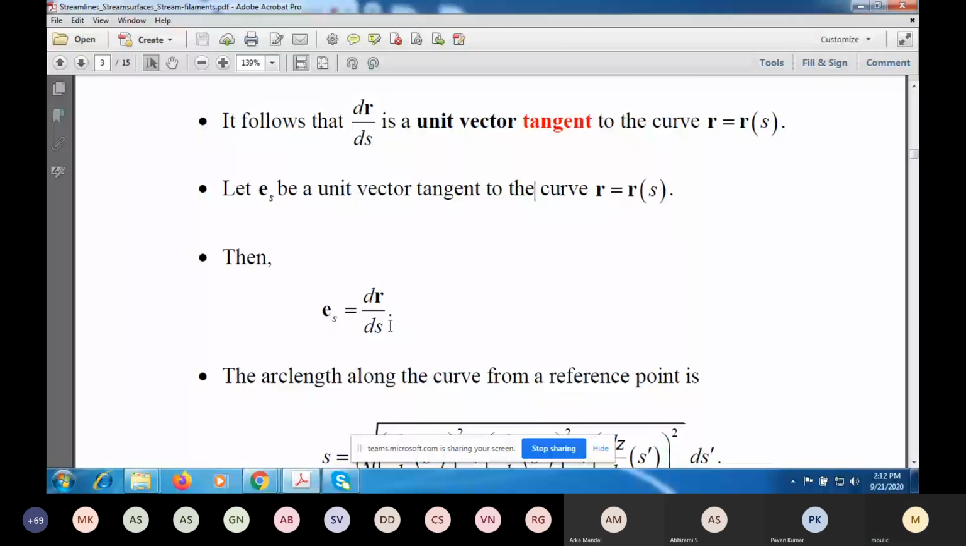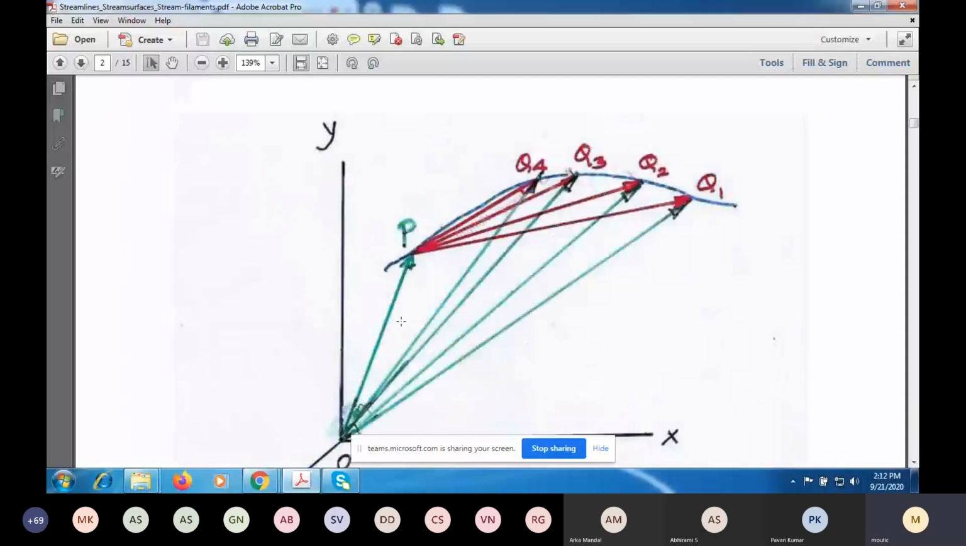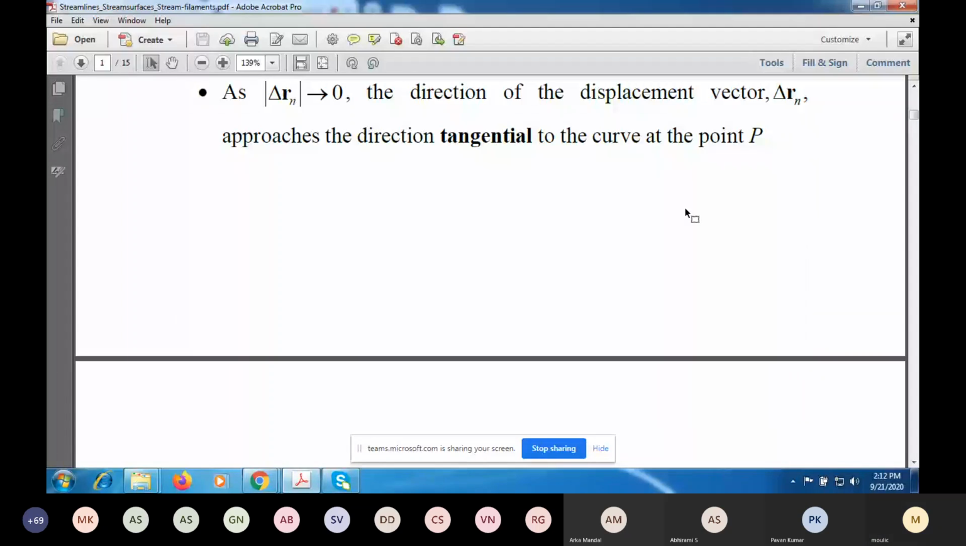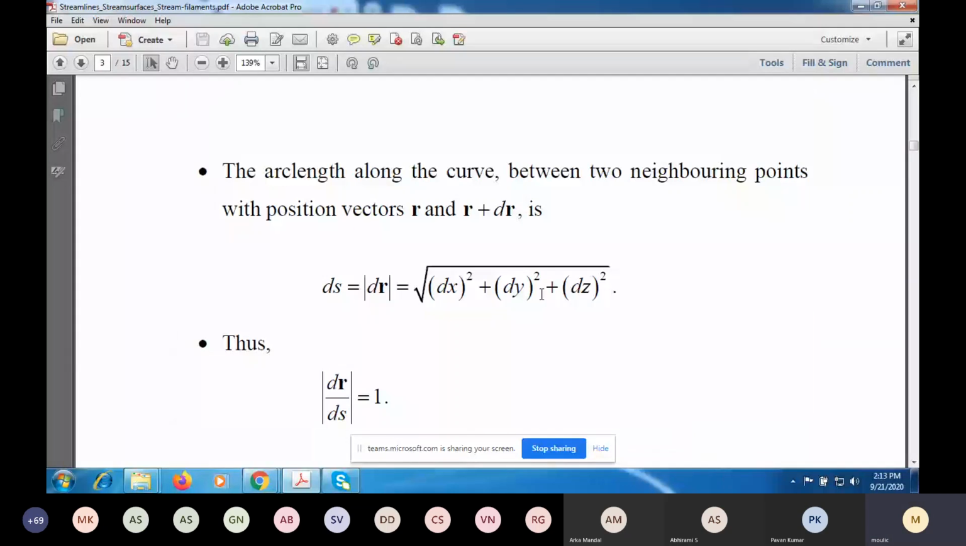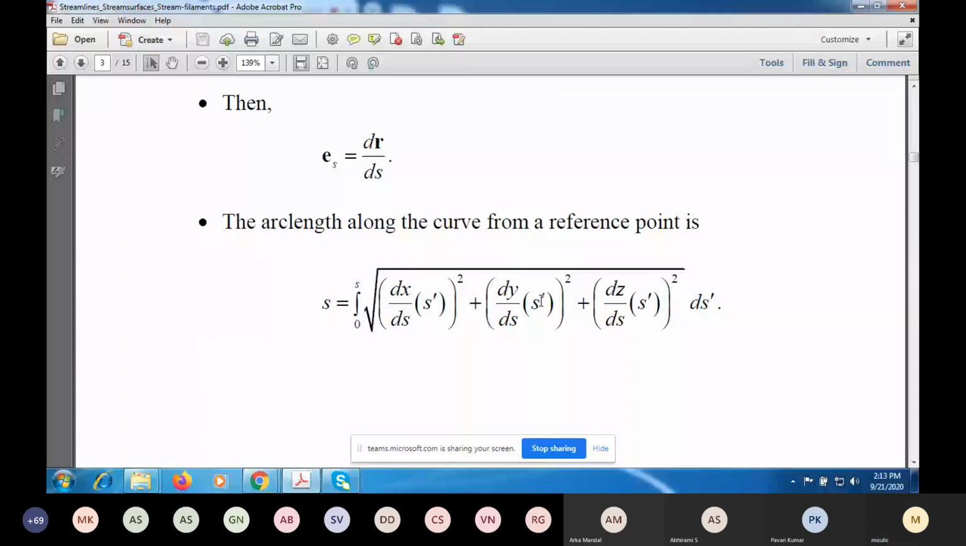Now, if you want the arc length between say P and Q1, okay, then you have to look at this relation, ds, and integrate it. Okay. So if you want to be very precise, then I say s, the length along the curved path, will be the integral from 0 to s of the square root of (dx/ds) square plus (dy/ds) square plus (dz/ds) square, integrated with respect to s.